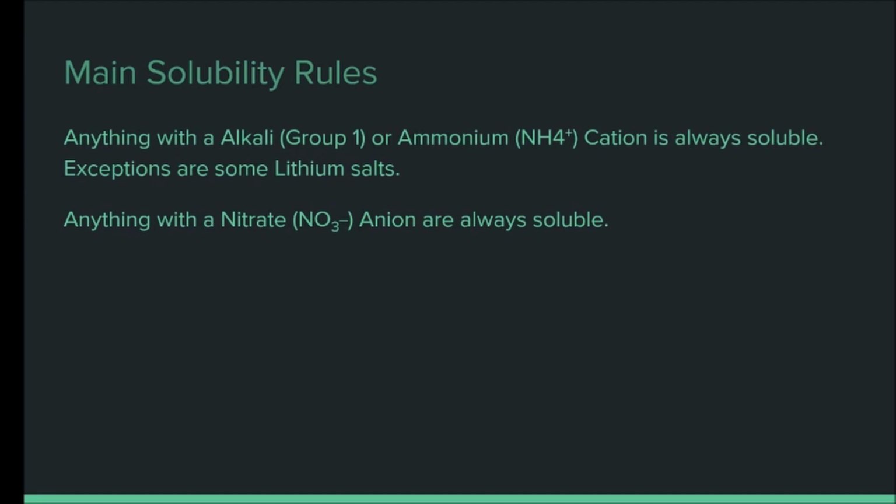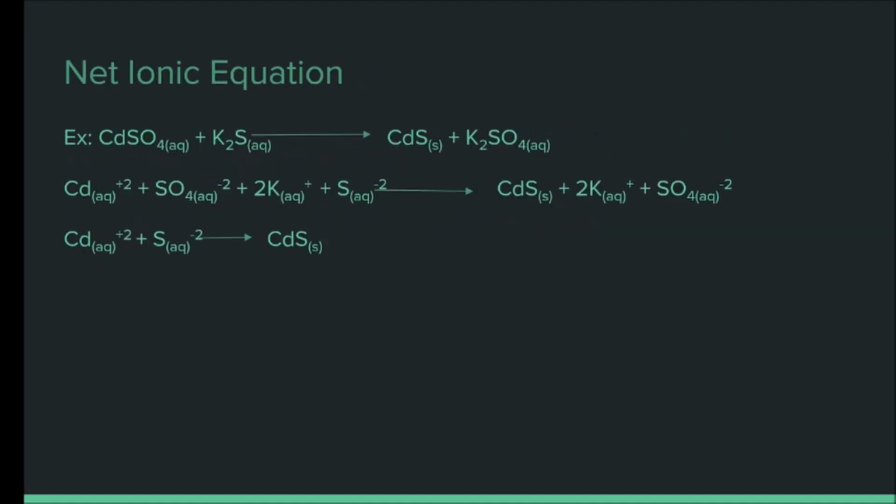The 2 that the Princeton Review says are the important ones are: anything with an alkali cation, so group 1, or ammonium, so NH4+, is always soluble. That 4 should be subscripted, so it's NH4+. The exceptions to that would be certain lithium salts. And anything with a nitrate anion, so NO3-, is always soluble. This is pretty much only used in net ionic equations, so on the next page.